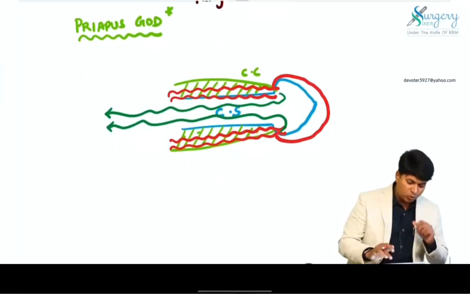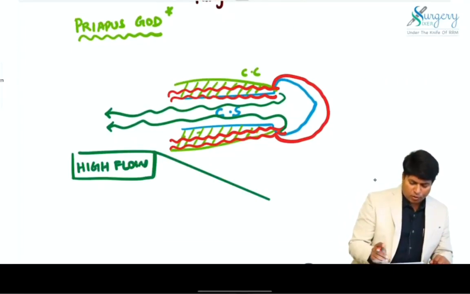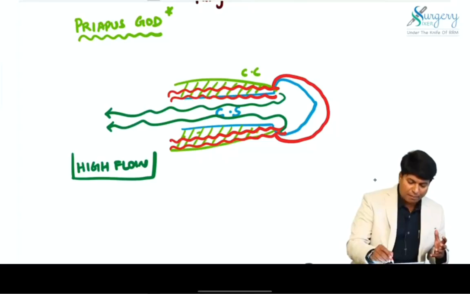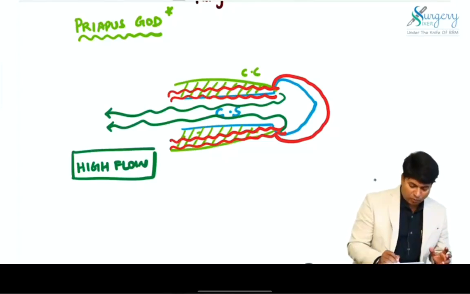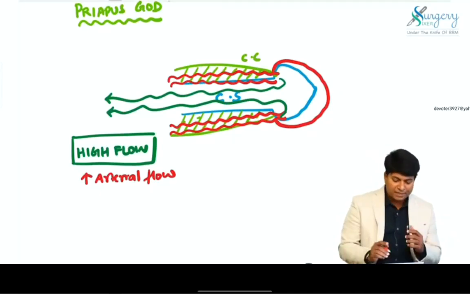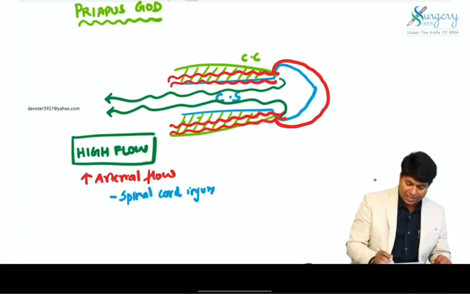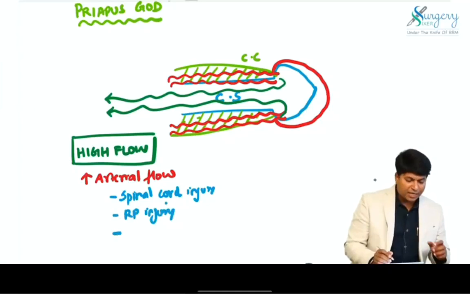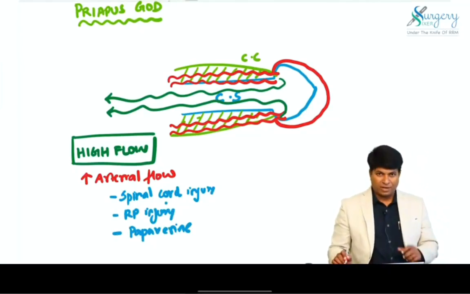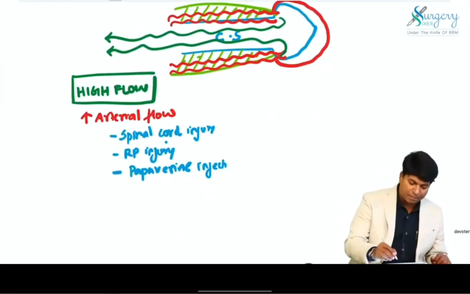But in priapism, there are two problems. One is high flow priapism, in which an enormous amount of arterial blood is entering. That is increased arterial blood flow, known as high flow priapism. There is draining of blood to the veins, but there is increased arterial flow. It is seen in conditions like spinal cord injury, spinal shock, retroperitoneal injuries, or in cases of papaverine injection. Some people used to inject papaverine into the penis for a persistent erection. So these cases will have high flow priapism. No need to worry about this.